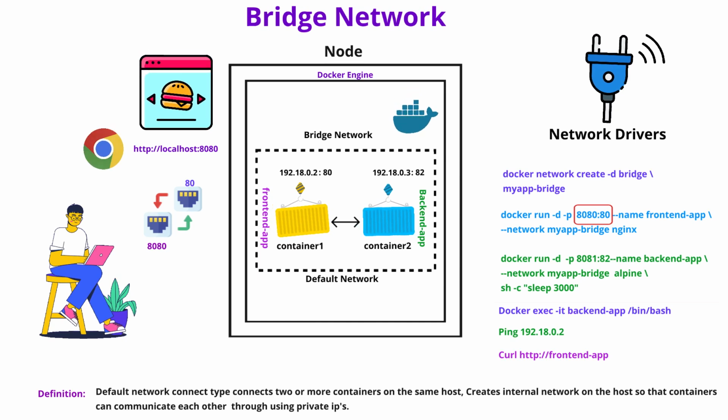So let's understand the definition of the bridge network. It is the default network type that connects two or more containers on the same host, and it creates an internal network on the host so that the containers can communicate with each other using private IPs. So this is about the bridge network.